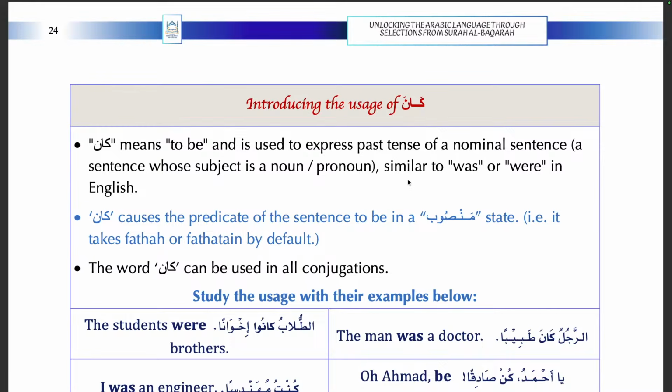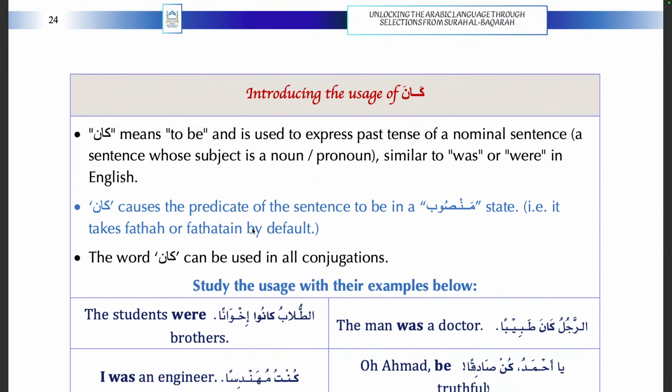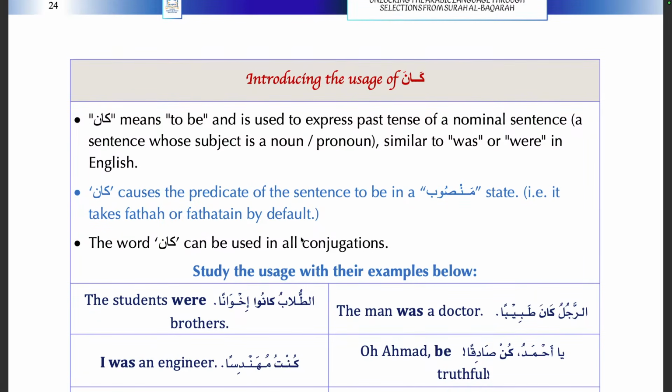The sentence whose subject or focus is a what? A noun. And as we will see from the examples, kana causes the predicate of the sentence to be mansub. That is, it takes a fatha or a fathatain by default, as we explained yesterday. And the word kana can be used in all the conjugations, meaning there's kana for he, she, they. You can conjugate it with everything, present tense, past tense, and the command form.